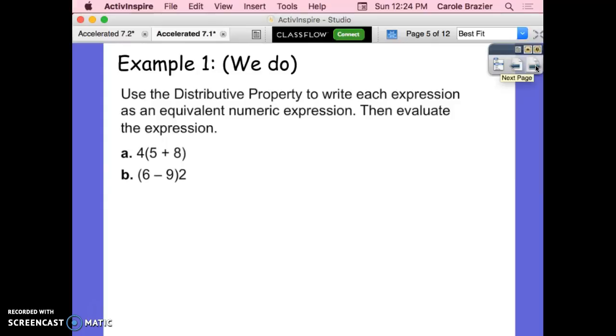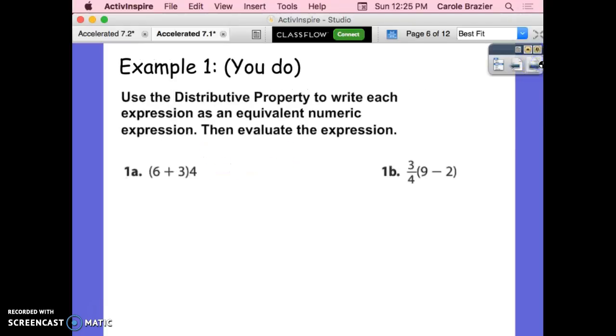Okay, welcome back. For the first one, you should have had 20 plus 32 if you distributed, and that would have given you 52. For the second one, you would have gotten 12 minus 18, and that would have left you with negative 6. Okay, make sure at any time if you have any questions, you're writing down your questions so that way I can clarify on Wednesday. For these ones, I would like you guys to try these two and then we'll go over them. So pause the video, complete these two, and then we'll go over them.